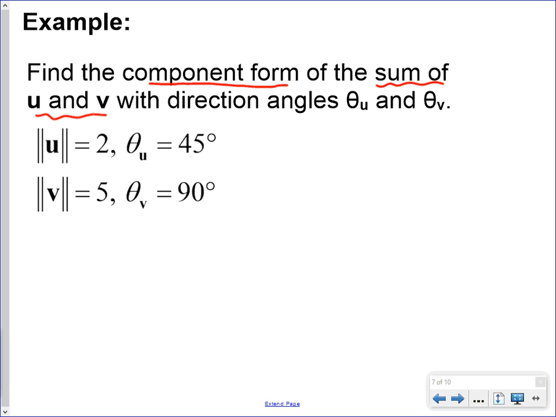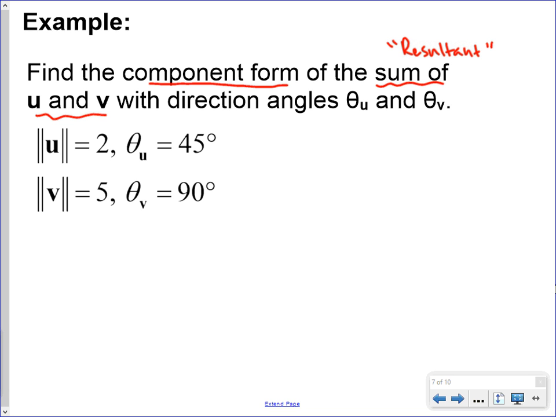In order to be able to add vectors, I need their component forms, so that I could add horizontal components and add vertical components. Remember from our discussions yesterday, the sum of two vectors is also called the resultant. So you could also see that in a set of directions. If it said, find the component form for the resultant, that resultant would tell you to add the vectors together.